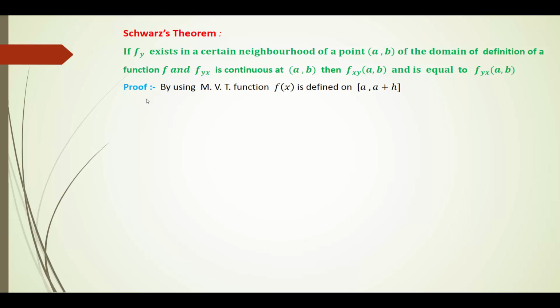For the proof of this theorem, we use the mean value theorem in one variable. This theorem is in two variables. For the proof of this theorem, we use the mean value theorem in one variable.